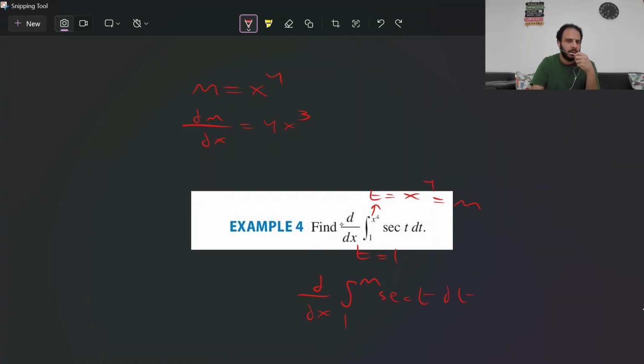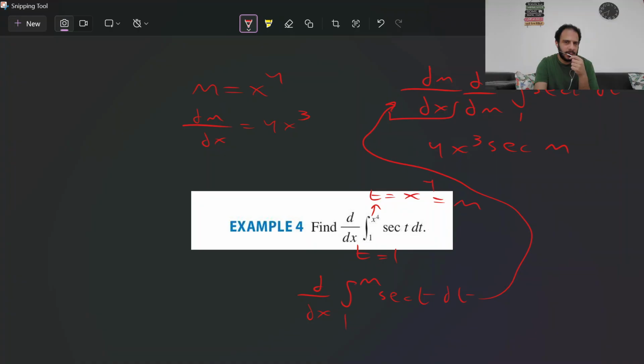Now d over dx, we want to write it a different way. So it becomes, I will continue up, okay? So it becomes dm over dx d over dm, integral 1 to m secant t dt. So this is the understanding of it. What is dm over dx? Dm over dx is here, 4x cubed. So 4x cubed, then secant m. But what is m? M is just x to 4.